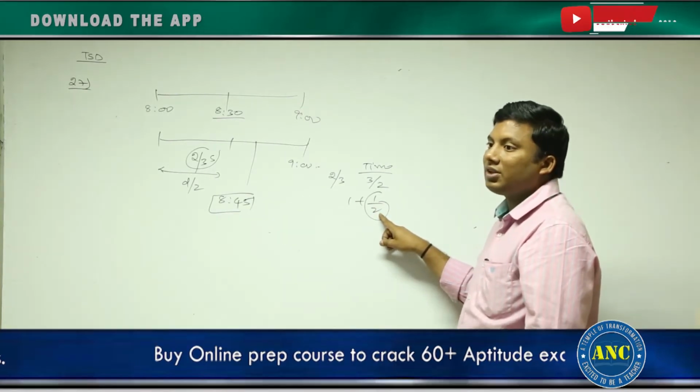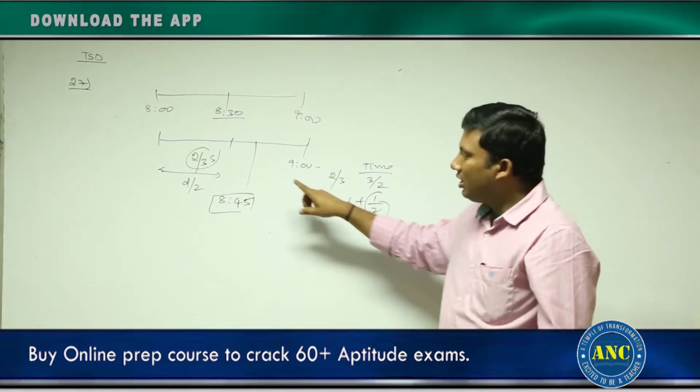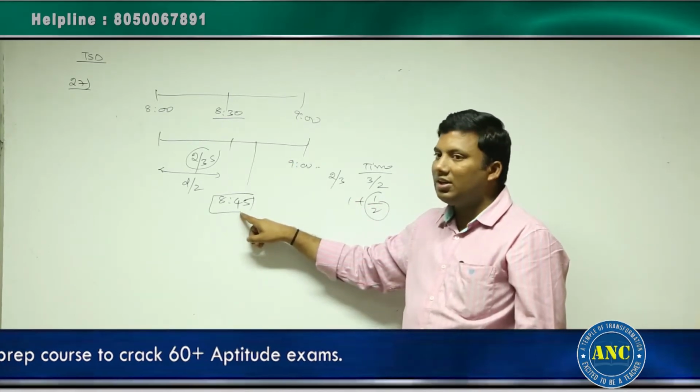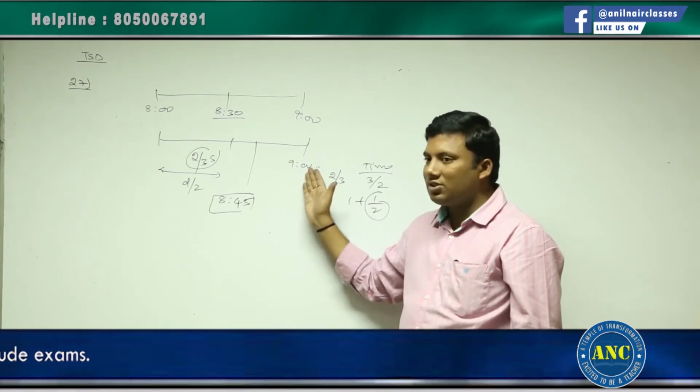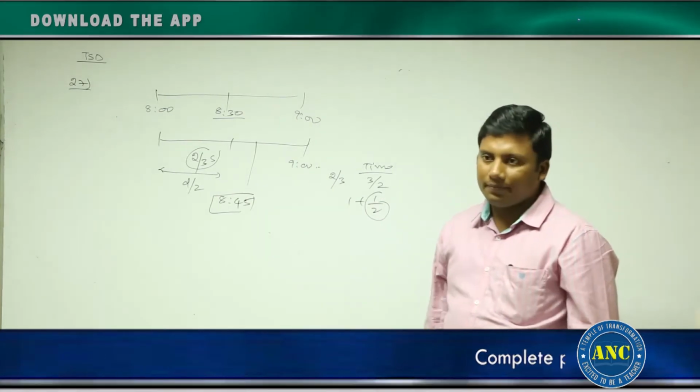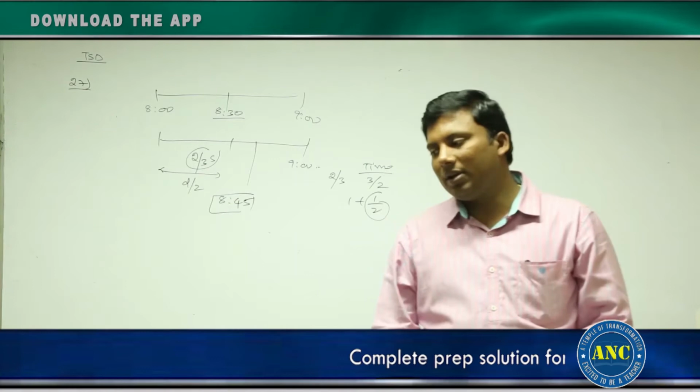What is 1/2 of 30? 15 minutes extra. That means she will reach the midpoint at 8:45. 30 minutes at actual speed, so how much is 15 minutes? Double the speed.